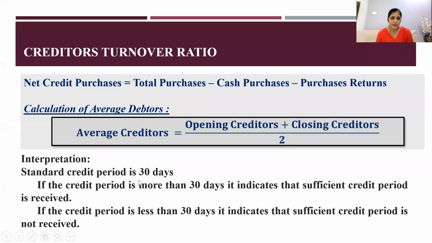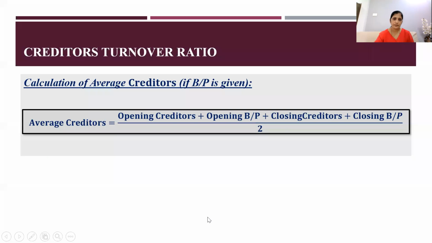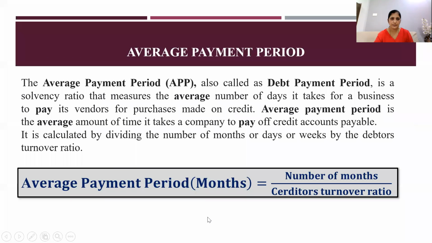Interpretation: standard credit period is 30 days. If the credit period is more than 30 days, it indicates that sufficient credit period is received. If credit period is less than 30 days, it indicates that sufficient credit period is not received. Okay. This I have told you.